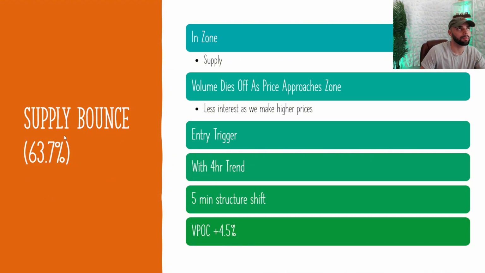It's not for the overall combination, just for the current condition we're in. With a 5-minute structure shift, and if there's a VPOC that we talked about, it adds like 4%, almost 5% to the setup, right? If this is all in favor, the supply bounce will have a really decent win rate. You need it 1-to-1 every single time, and you'll make money long term.